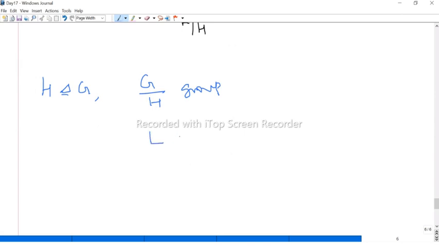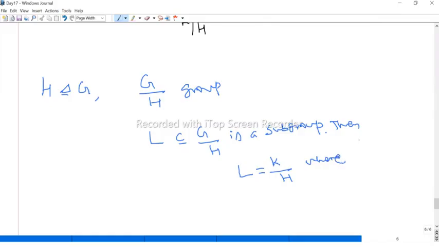Suppose L is a subset of G by H that is a subgroup. Then this L is of the form K by H, where K is a subgroup of G, and the denominator is fixed. Again, if you take any normal subgroup in the quotient group, it is of the form K by H, where K is a normal subgroup.